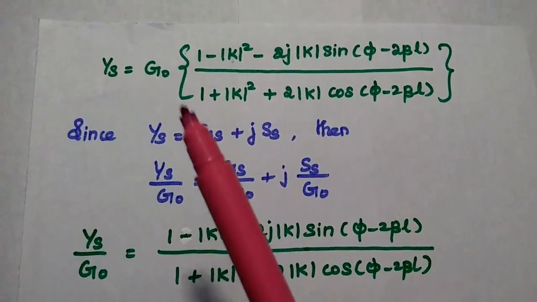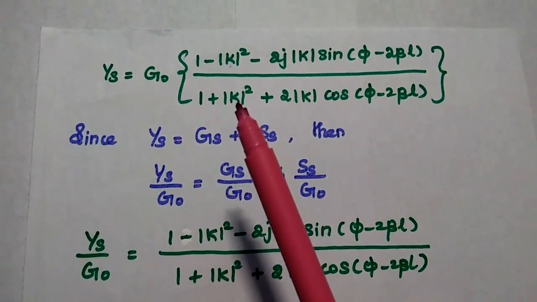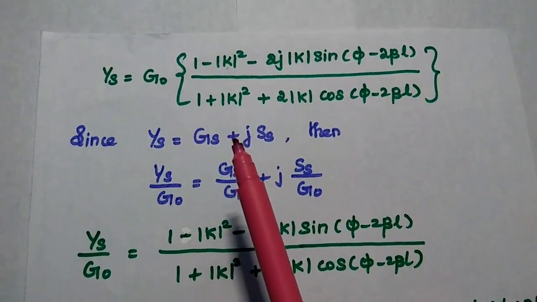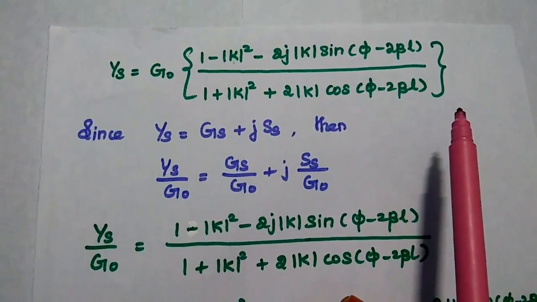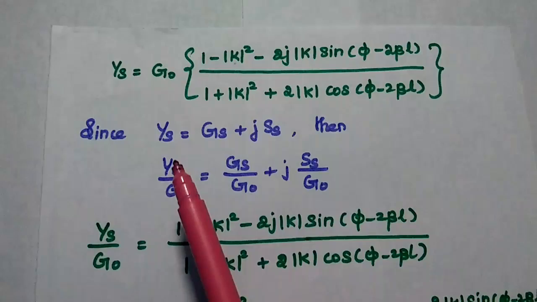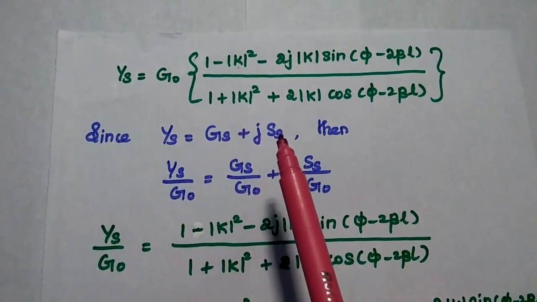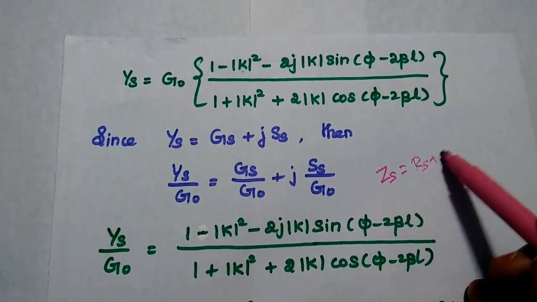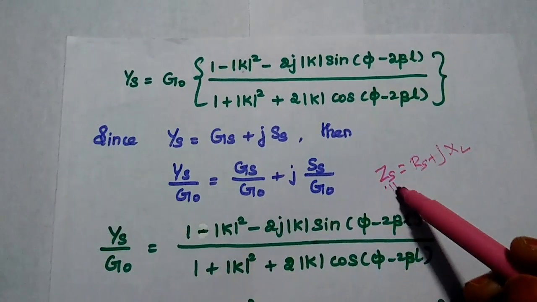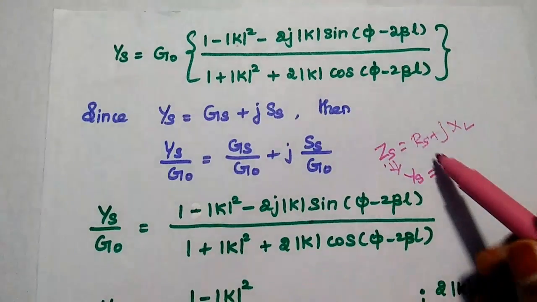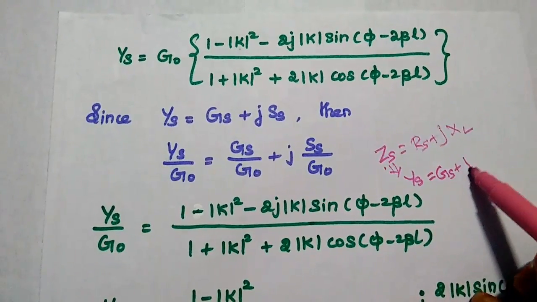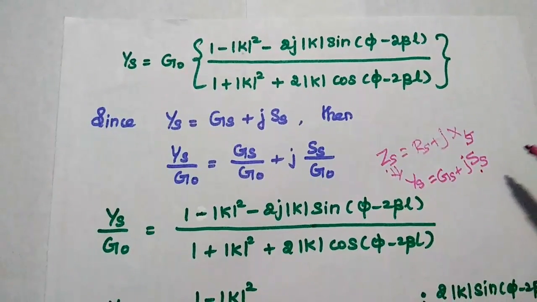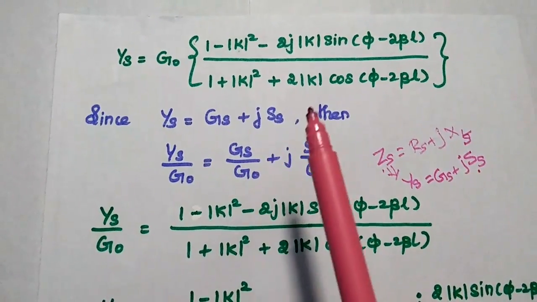In the next step, we get the source admittance is equal to G0 into 1 minus k squared minus 2jk sin(φ minus 2βL) divided by 1 plus k squared plus 2k cos(φ minus 2βL). Okay? As we all know, the source admittance is equal to conductance plus the imaginary part, the susceptance. So here we can say Z is equal to Rs plus jXs. The reciprocal of this Zs is nothing but Ys equal to 1 by Zs, which is Gs plus jBs, that is susceptance. So here Ys is equal to Gs plus jBs.